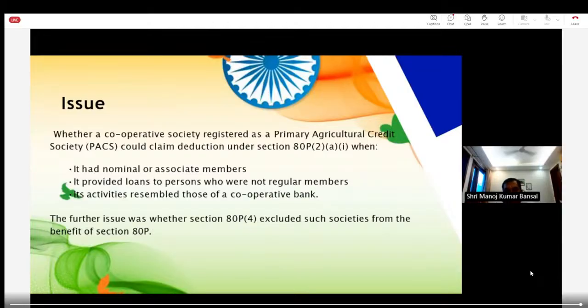So, the society, this bank, has nominal or associate members, and loans were provided to non-regular members also, and its activities resembled those of a cooperative bank. So was a deduction available or not?